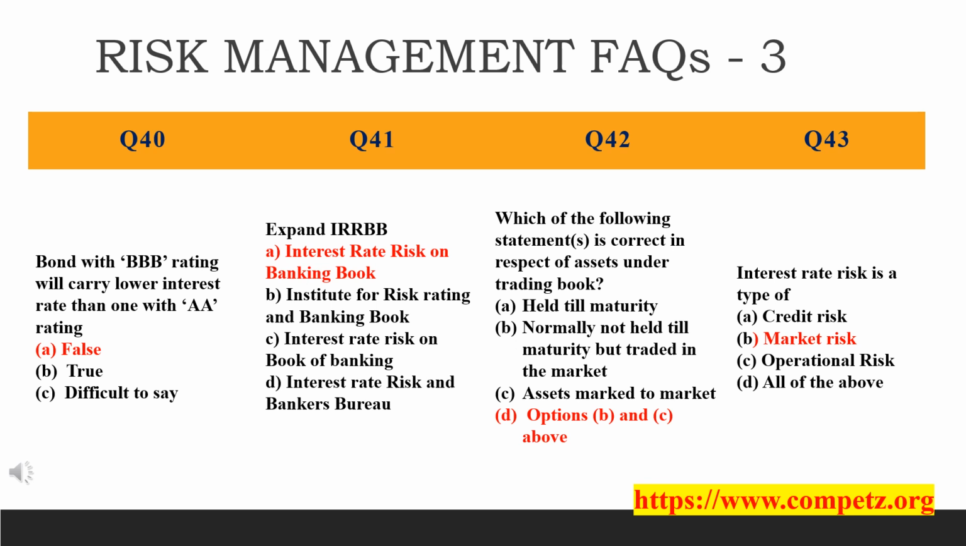Then moving on to the next question: expand IRRBB. That is the full form of IRRBB. So what is IRRBB? IRR means interest rate risk. BB means banking book. Keep in mind clearly, IRR is interest rate risk on BB, the banking book. Interest rate risk on banking book.